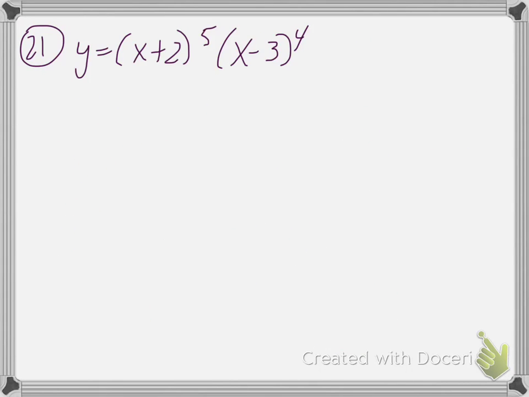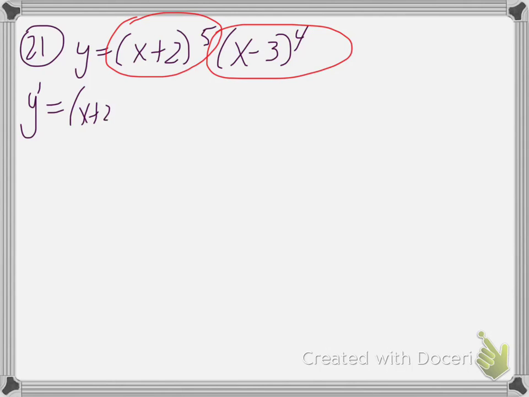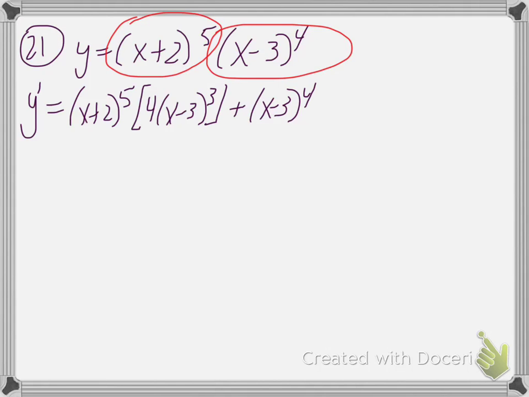Okay, for number 21, we're looking for critical points, so it's the same thing that we need to find the derivative and set it equal to 0. So this is going to be a product rule. So it's this times that. Okay, so it's going to be the first times the derivative of the second, which is a chain rule, plus the second times the derivative of the first, which is also a chain rule.